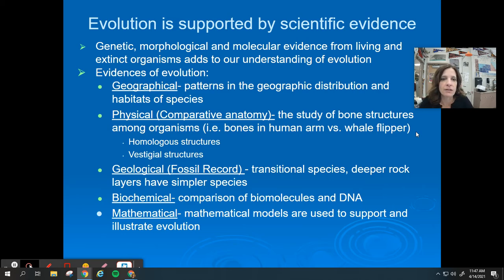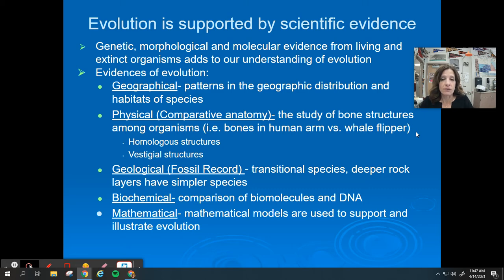of evolution. So the different evidences of evolution that you need to know are geographical, so there are patterns in the distribution of organisms and of their habitats. There is physical evidence, and we talk about comparative anatomy. This is something you probably heard from honors or regular bio, is that we look at the bone structures of organisms. So, for example, a human arm has a very similar bone structure to a whale fin. And so we'll talk about homologous structures and vestigial structures.